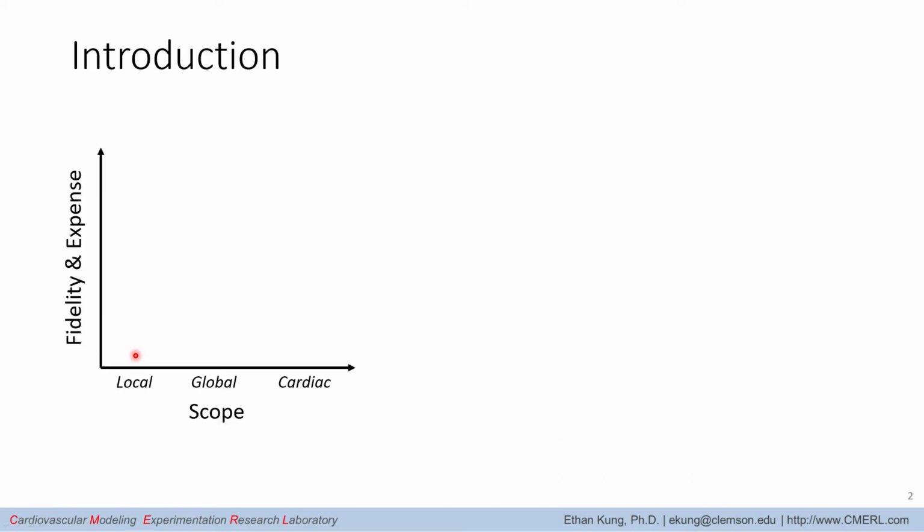The way I like to think about this is where a specific type of model falls on this map. You have fidelity, which is how closely you can capture the physics and the cost of construction. And then you have the scope, which goes anywhere from just looking at a local region, a small portion of the cardiovascular system, or including microvasculature, to the global region and extending to capturing heart response, so cardiac feedback and things like that.